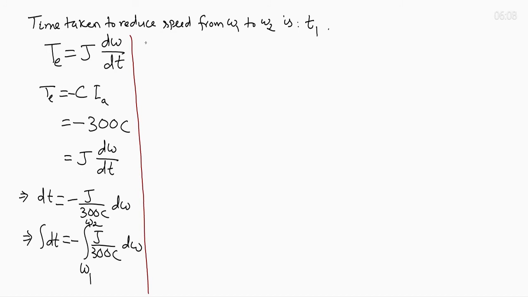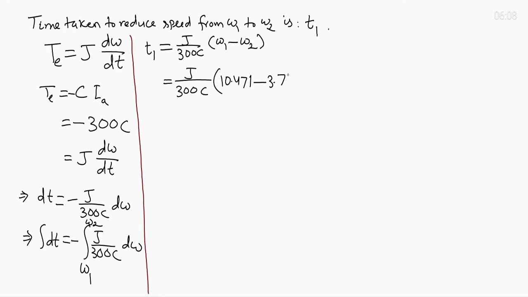So the initial braking time T1, if you integrate, is J by 300 C into (omega 1 minus omega 2). Omega 1 you have obtained as 10.471, and omega 2 is 3.755 radian per second, and C is already obtained. Substituting the value of C, you get the initial phase braking time as 4.9 second.